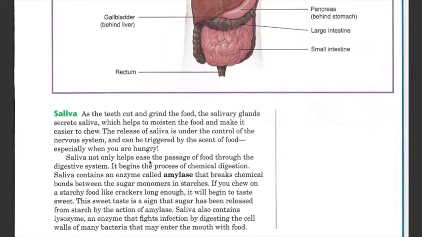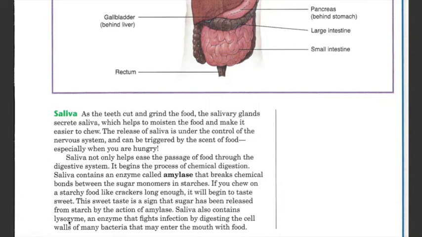Saliva not only helps ease the passage of food through the digestive system, it begins the process of chemical digestion. Saliva contains an enzyme called amylase that breaks chemical bonds between the sugar monomers and starches. If you chew on a starchy food like crackers long enough, it will begin to taste sweet. This sweet taste is a sign that sugar has been released from the starch by the action of amylase.